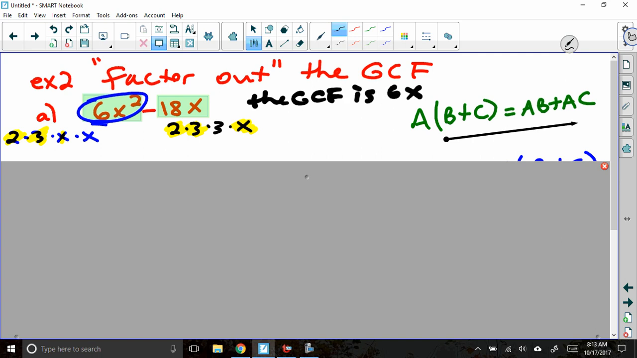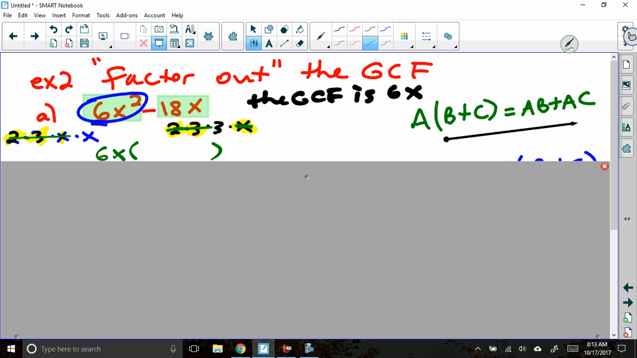But the directions ask us not to find the GCF. It says factor it out. So what that means to factor it out is the GCF is going to sit in front of some group like that. And then what goes in the parentheses is whatever's left once we factor out that 6x. Well, let's see what's left.